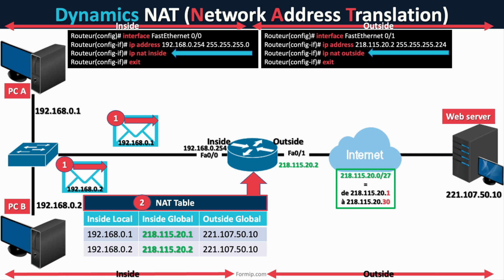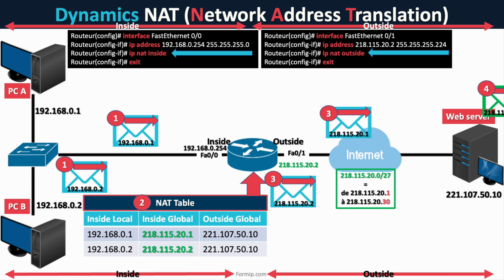The mask of our public network is a /27, so you can use the IP range from .1 to .30. .0 is the network address, and .31 is the broadcast address. These are two addresses that we cannot assign to hosts. The router therefore replaces the internal local source address of the two PCs with one of the translated global addresses and sends the packet. This way, the web server can receive the data without any problems.